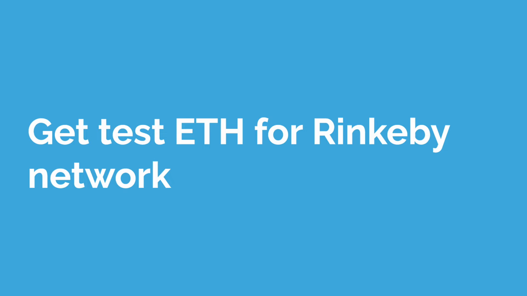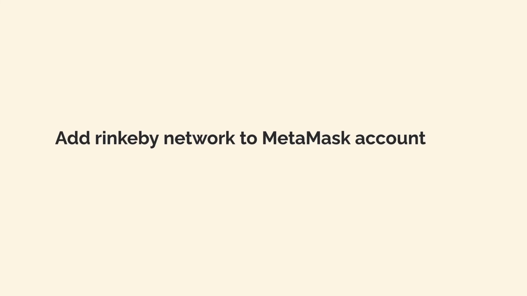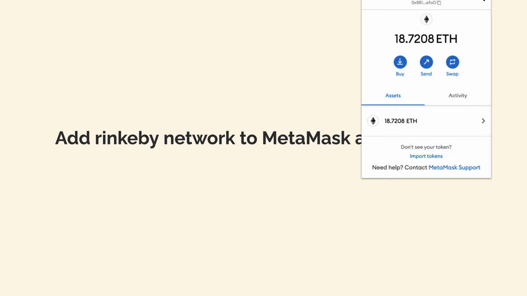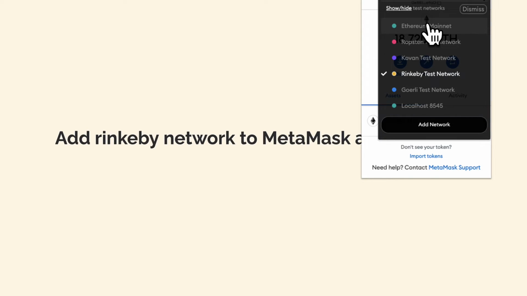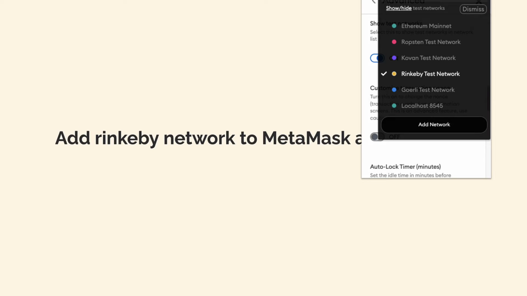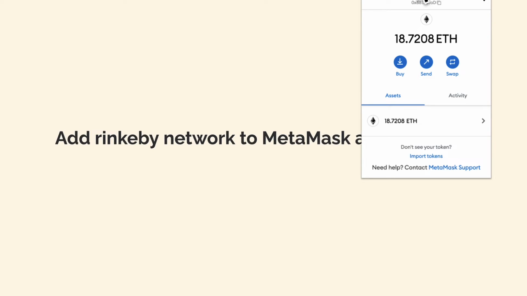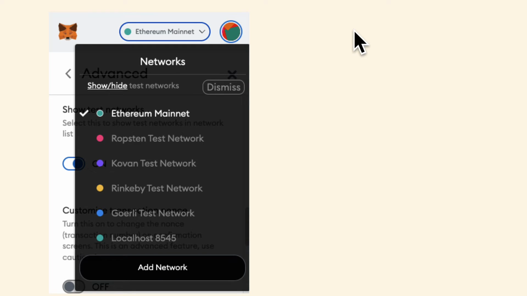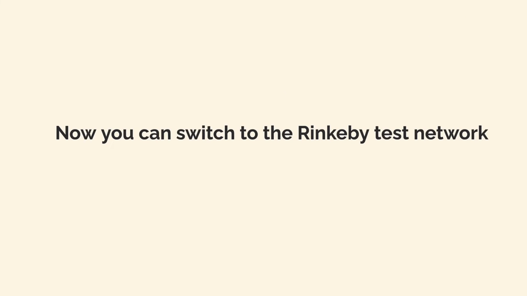We have to add the Rinkeby network to our MetaMask account first of all. For that, click on the MetaMask extension in your browser, and then click on the Ethereum mainnet, which will be the first one listed. Then click show/hide test networks, and select test networks to be on. Then you can select the Rinkeby test network and make sure you're under the Rinkeby test network. All right, so first you'll be under Ethereum mainnet by default, then you want to switch to the Rinkeby test network.